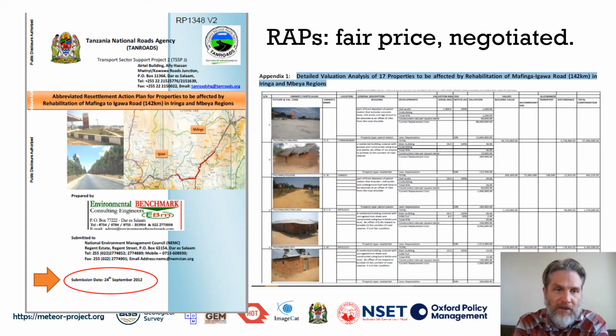Here's one for Tanzania. It is 2012, so that's almost 8 years ago. So that means these numbers have to be inflated based on changes in construction value. But it provides very detailed pictures of buildings that were purchased, a description of the building, as well as a replacement cost. All that stuff is really gold when you're trying to do this type of work.